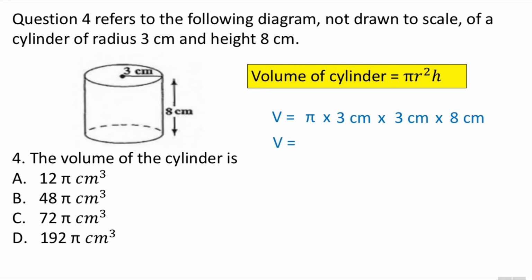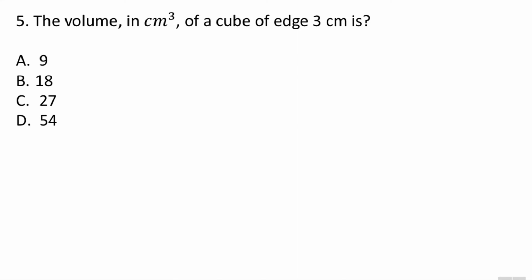So our volume, V, is equal to, if I work out 3 times 3, guys, times 8, so 3 times 3 is 9, times 8, that's 72, so I have V is equal to pi times 72 centimeters cubed, and I can just simply write it as V is equal to 72 pi centimeters cubed, which therefore means my answer is C, guys. Lovely. I hope you got this one. Let's now have a look at question 5, guys.